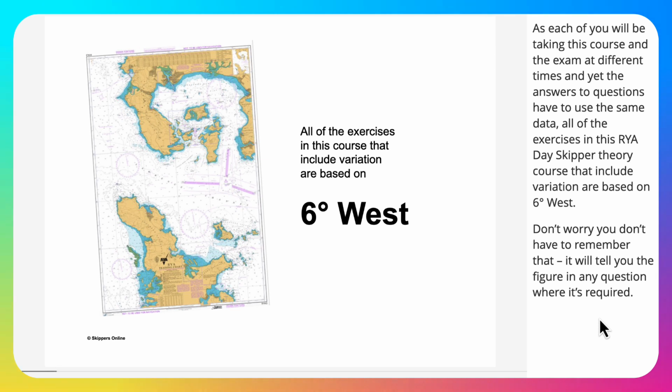A note of caution is included in page 68 of the Training Almanac. As each of you will be taking this course and the exam at different times, and yet the answers to questions have to use the same data, all of the exercises in this RYA Day Skipper theory course that include variation are based on 6 degrees west. Don't worry, you don't have to remember that. It will tell you the figure in any question where it's required.